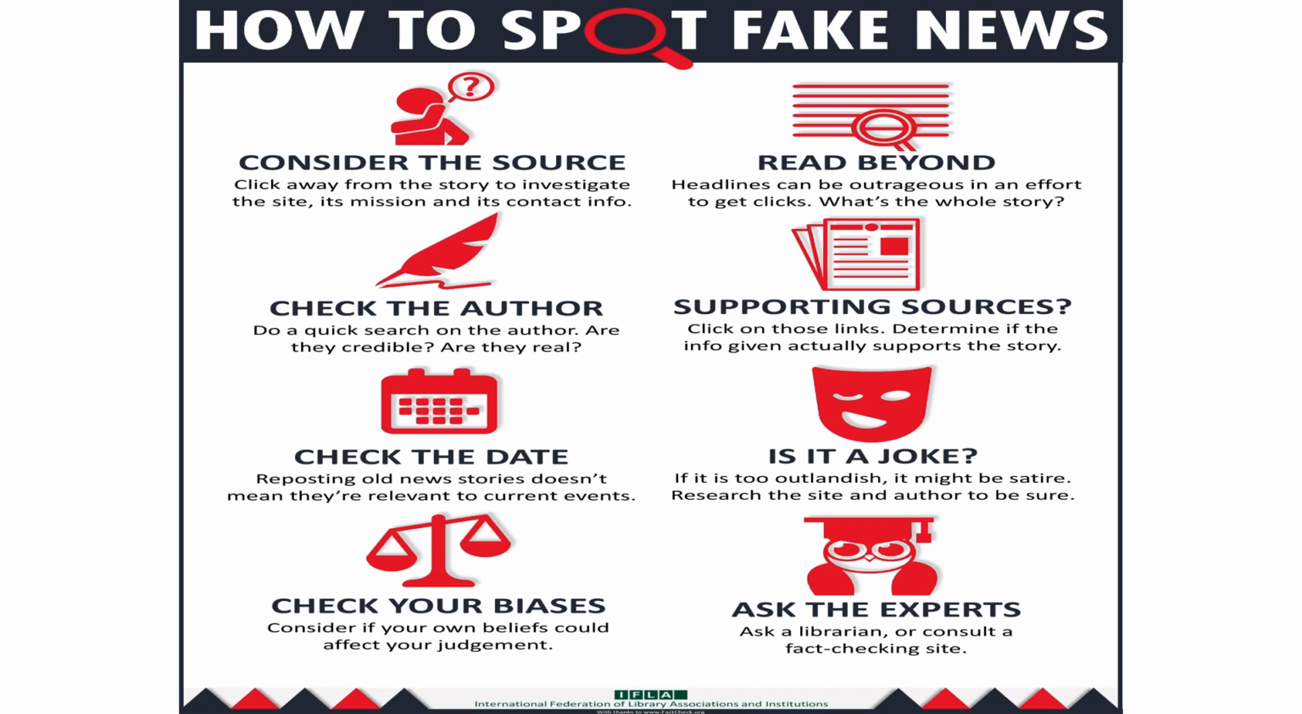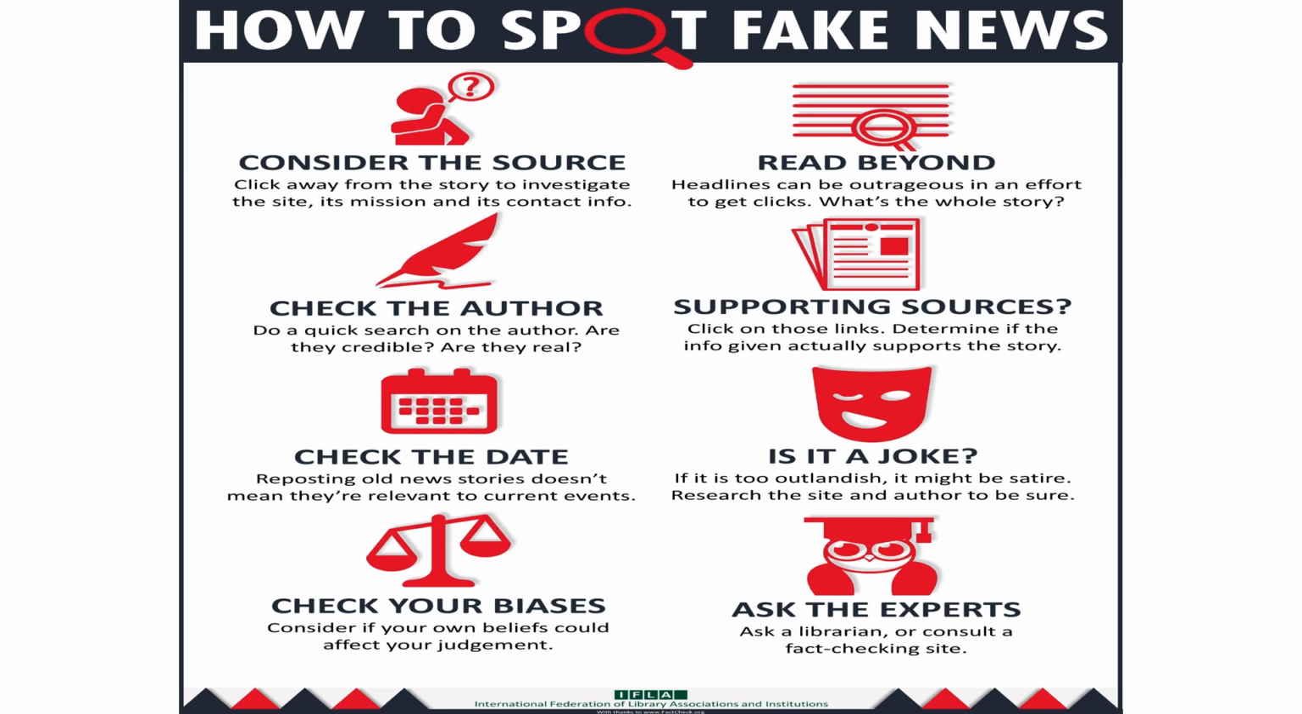Supporting sources, evidence. Click on the links. Determine if the information given actually supports the story or not. What is the author's evidence? What are the things that he is giving as support to his idea or point of view? Is he using statistics? Is he using scientific research? What is he using? And those links that you have in the story are not there for decoration. You need to click on them and make sure that these are credible sources in their own right.